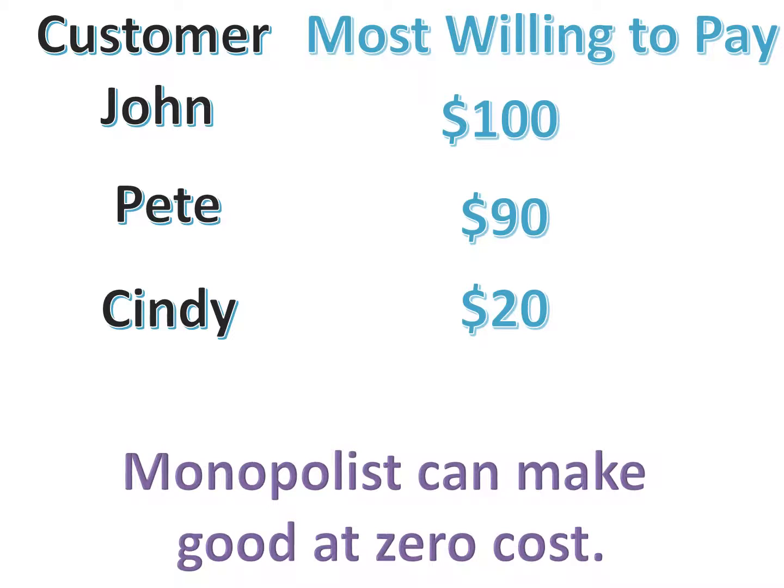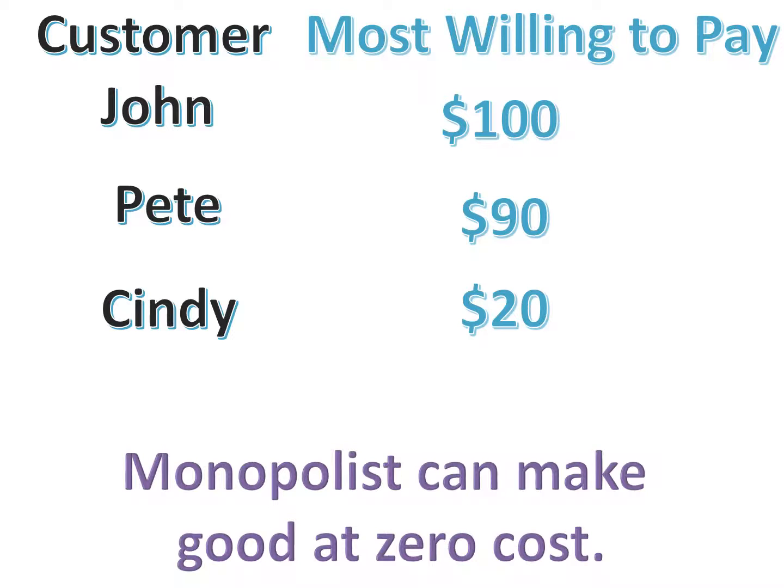This creates a deadweight loss because Cindy places a positive value on the good. The monopolist can make the good absolutely for free, but the monopolist is unwilling to sell to Cindy because the only way the monopolist can sell to Cindy is by charging a much, much lower price to the 2 other customers. The monopolist will be unwilling to do this, and so society will be less wealthy than if the monopolist sold 3 goods.